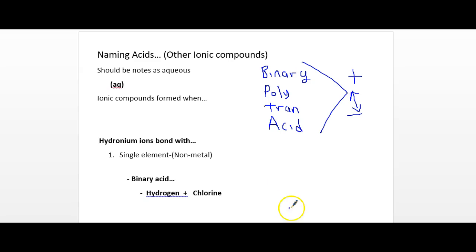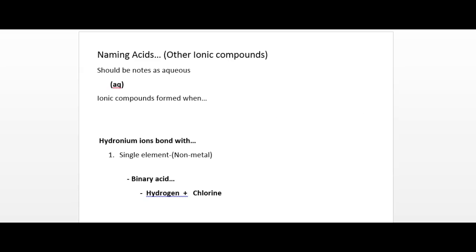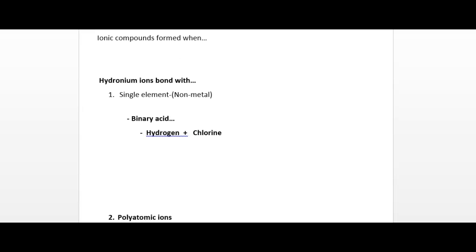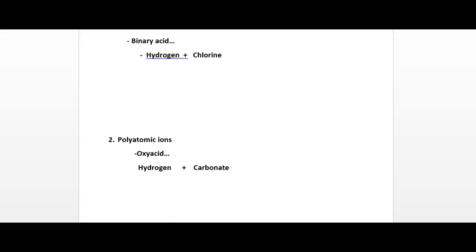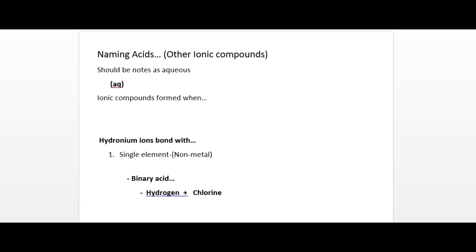So you're going to see here, and I'm going to erase this now, you're going to see how there's really two types of acids we have to worry about, and they are binary acids, and that's single elements like hydrogen and chlorine bonding together, and then oxyacids, which are polyatomic ions joining to hydrogen.